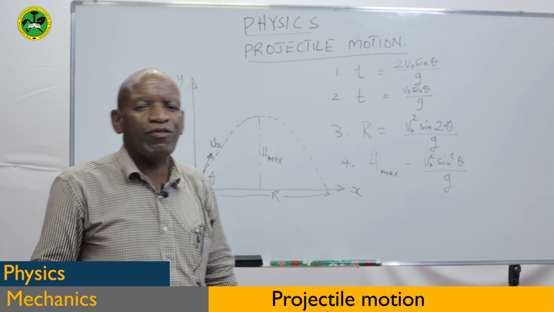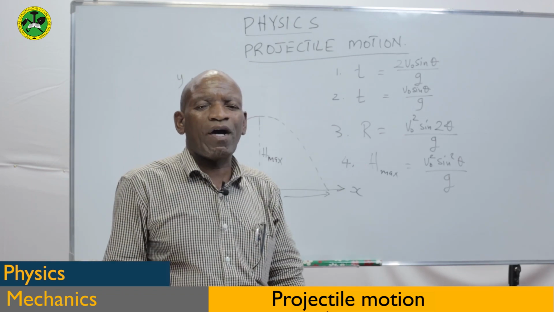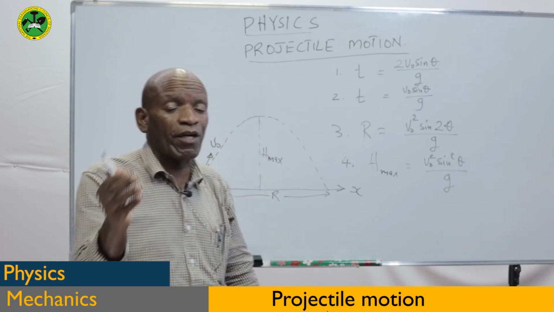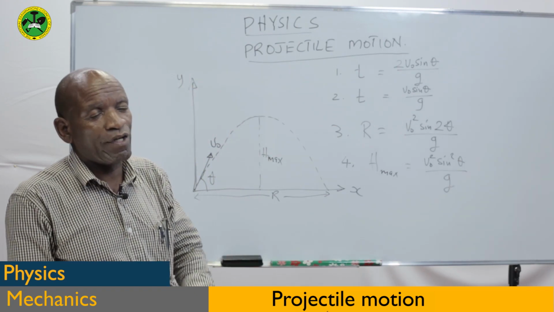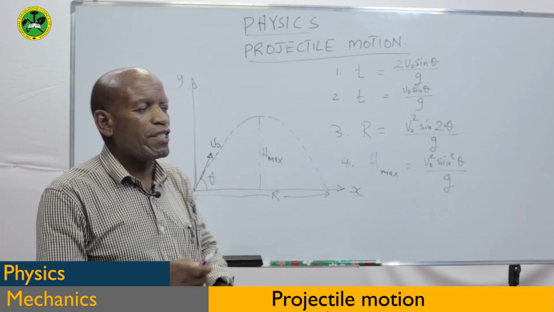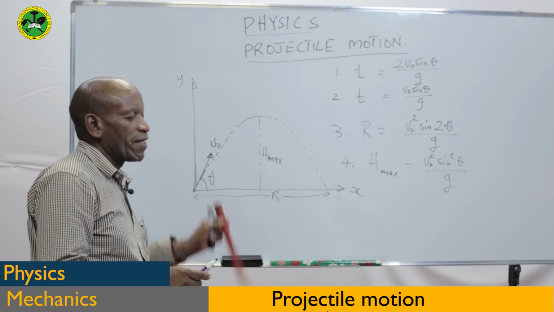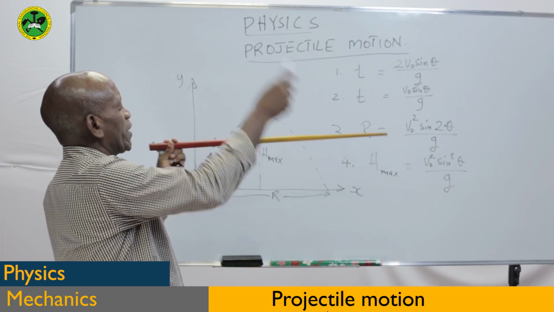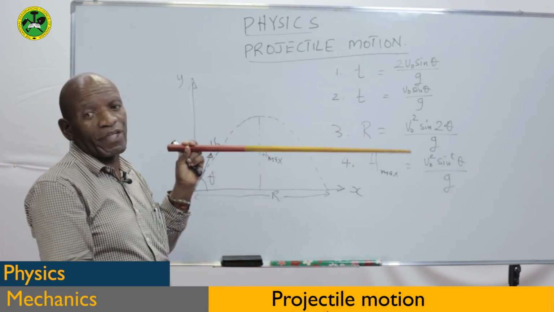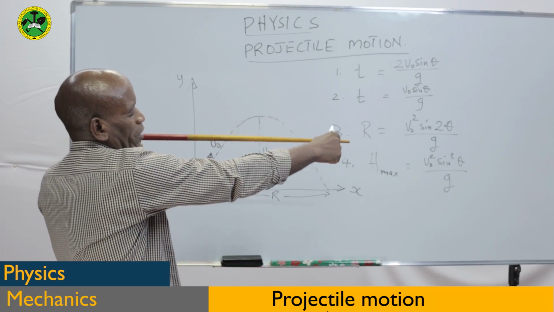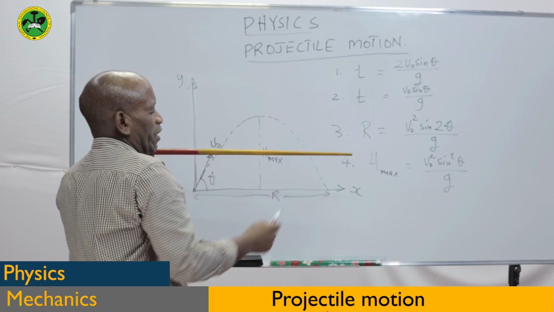Or even whenever you are throwing a stone, or using a catapult, or using a bow and an arrow, whenever an arrow is thrown, it will move in such a way that, as you can see in the diagram here, it moves from the point of projection along such a trajectory until it lands on the ground.